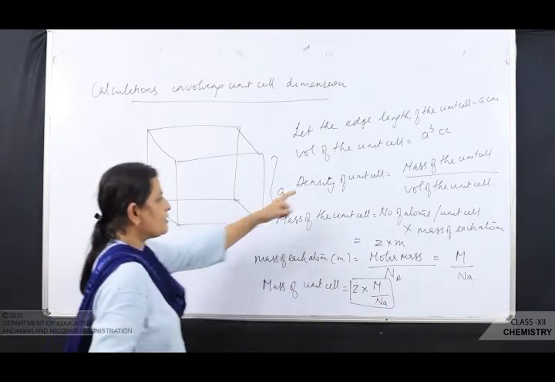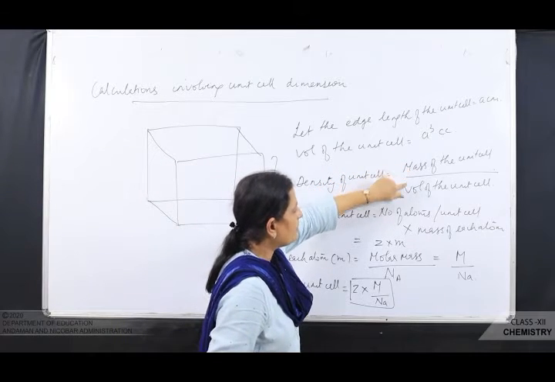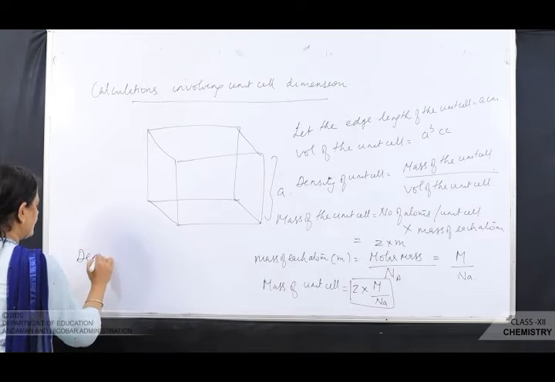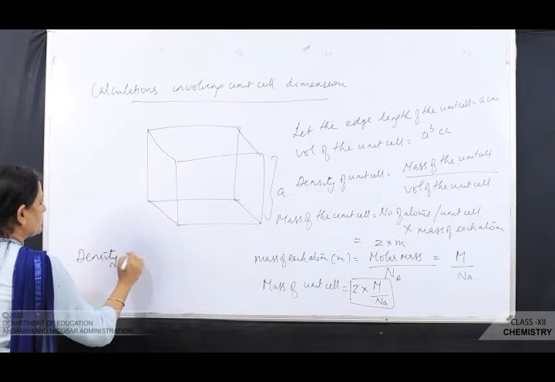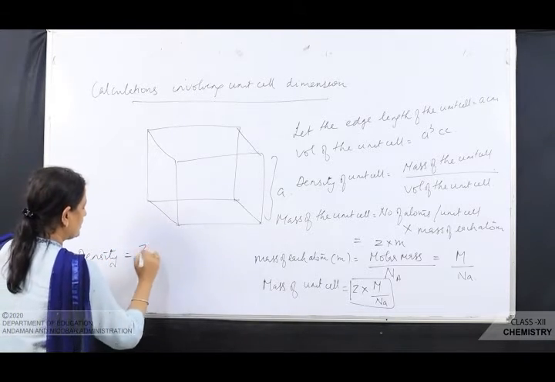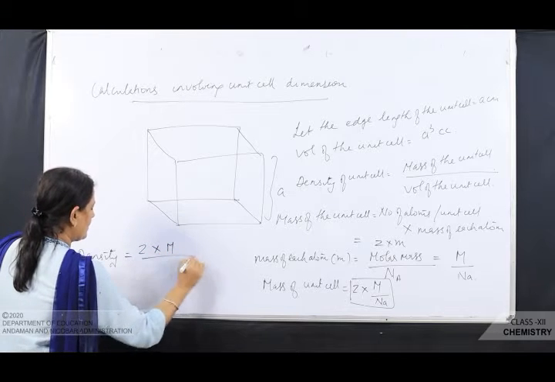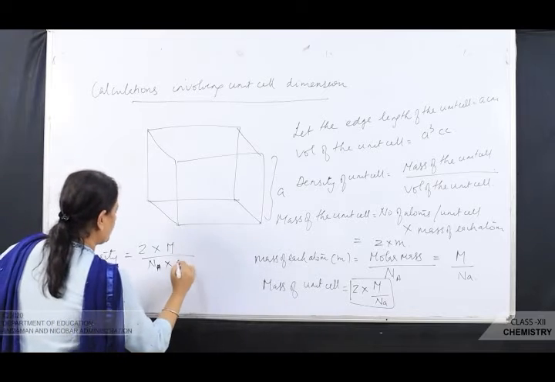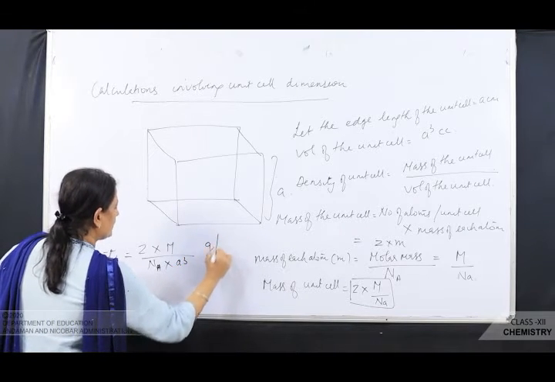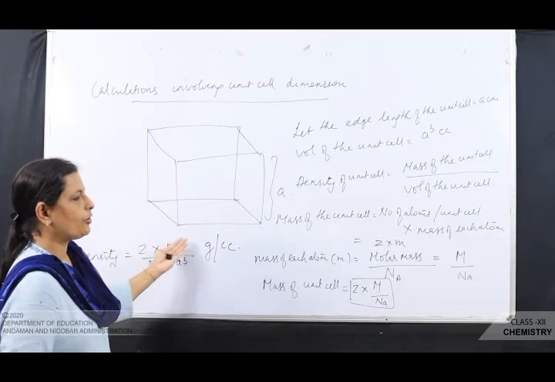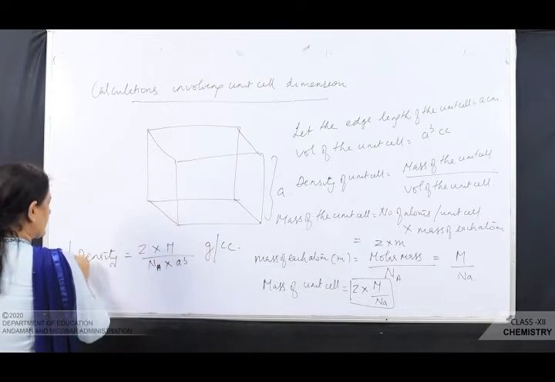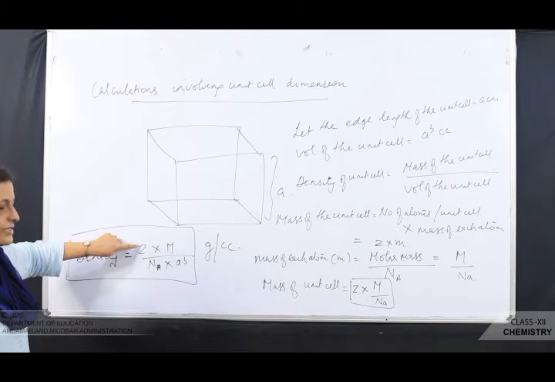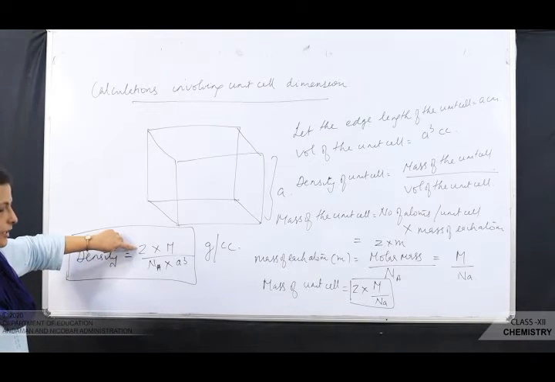Then density of the unit cell is what? Mass of the unit cell divided by volume of the unit cell. So, density is equal to mass of the unit cell, what will you write? Z into M divided by Na, and what is the volume of the unit cell? A cube. So, the unit will be grams per cc, because molar mass is gram per mole. So, by using this equation we can calculate density.